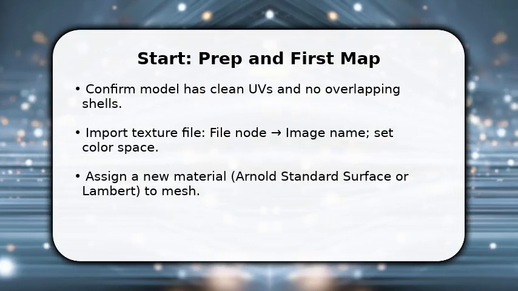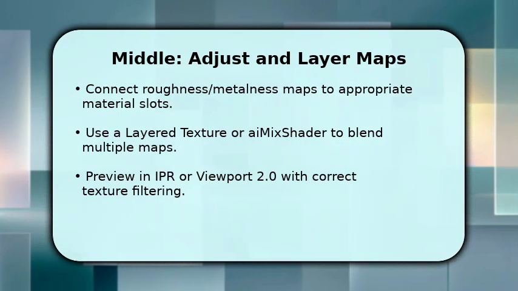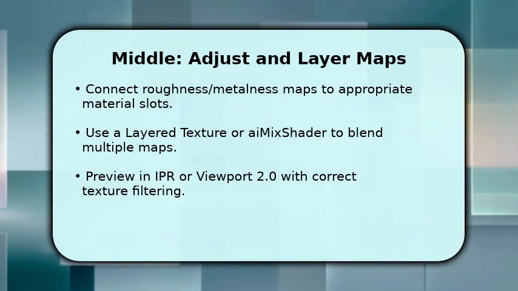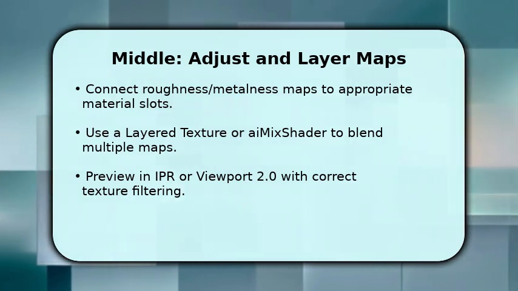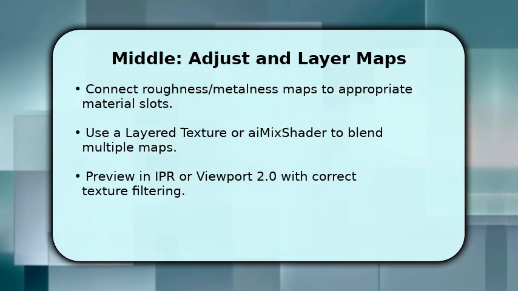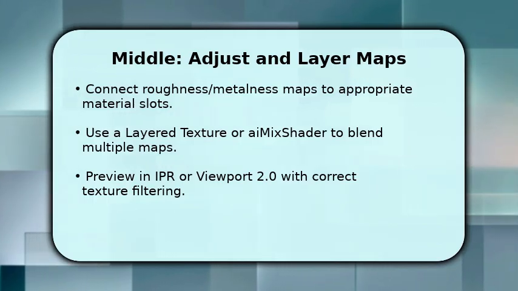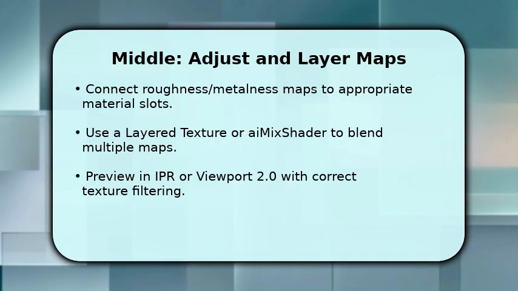and renders correctly. Next, handle additional maps like roughness, normal, and metalness because they control light interaction and surface detail. Connect each file node to the correct slot. For normals, use a normal map node and set tangent space.